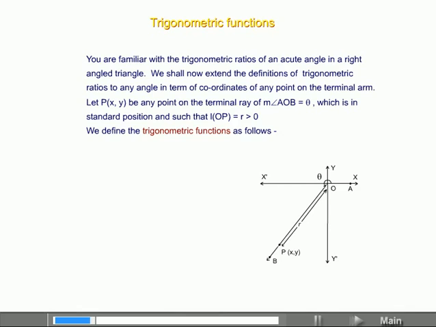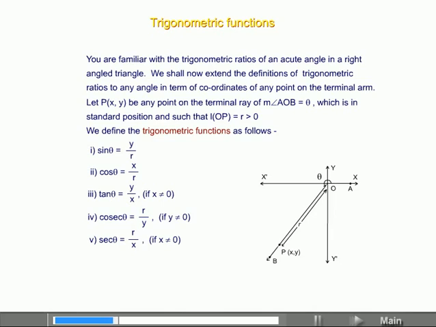We define the trigonometric functions as follows: sin theta equal to y upon r, cos theta equal to x upon r, tan theta equal to y upon x if x is not equal to 0, cosec theta is equal to r upon y if y is not equal to 0, sec theta is equal to r upon x if x is not equal to 0. Cot theta is equal to x upon y if y is not equal to 0.